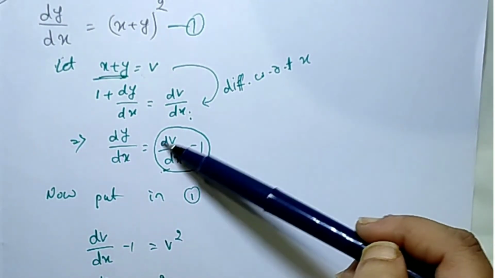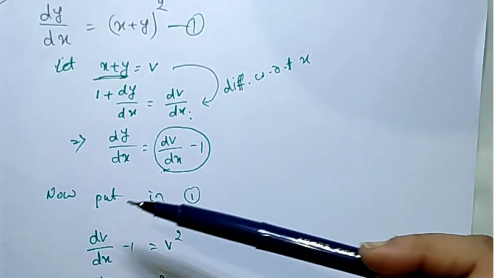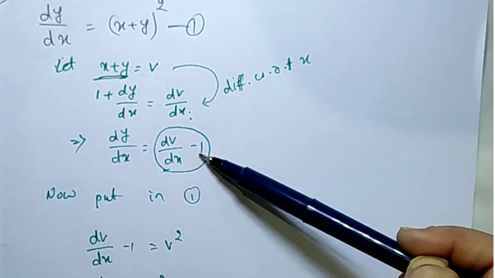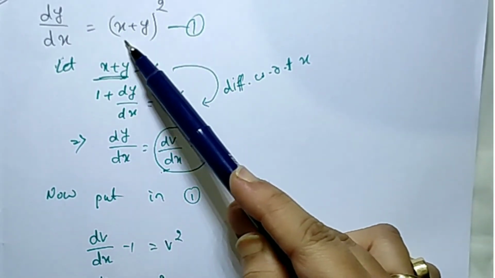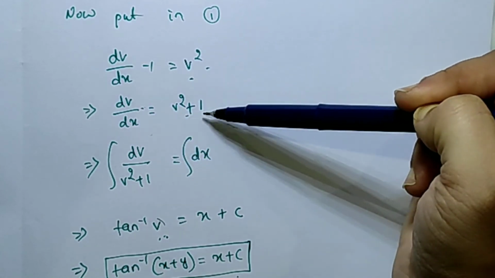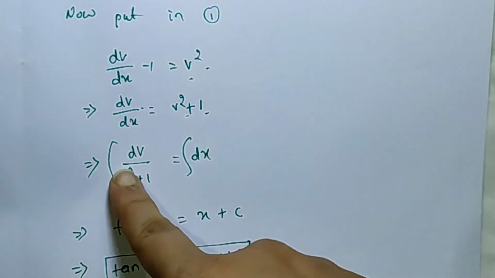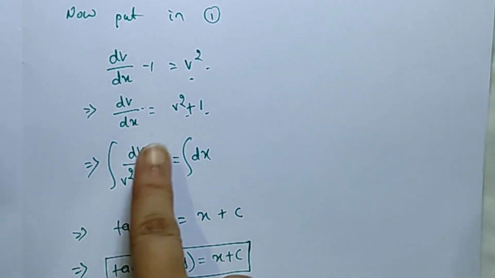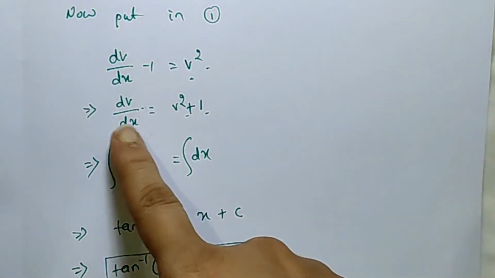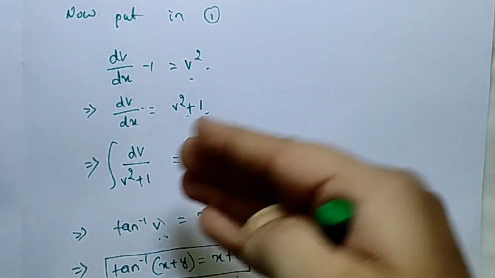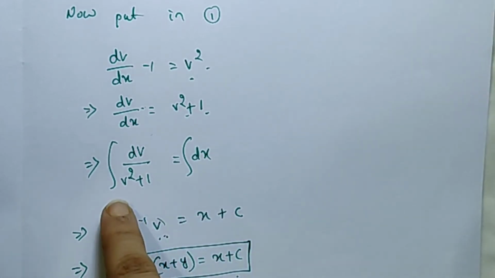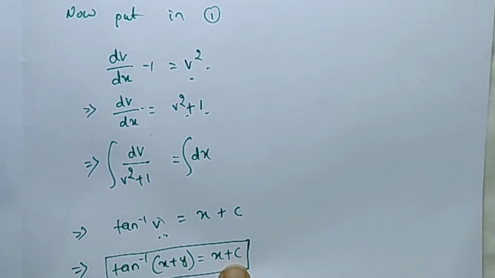Okay, now put this value in equation 1, and now I am solving this question as dv by dx minus 1 is equal to, instead of x plus y, I put v. So v square. Now dv by dx is equal to v square plus 1. Now I can apply variable separable, because I can move v square plus 1 and dx by cross multiplication, because I can separate the variables. So I separate the variables, and by taking integration I got the answer.